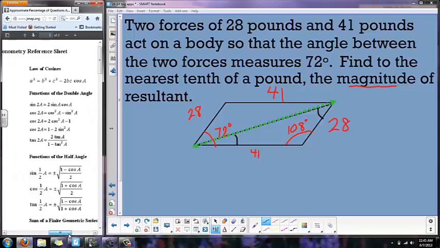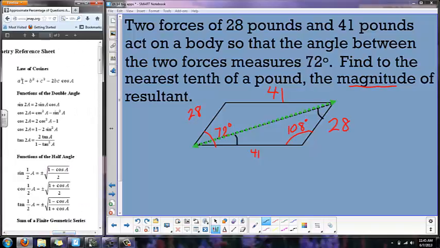So I'm going to come over here, take a look at my law of cosines. Law of cosines, you have to have side, angle, side, or side, side, side. And we do have side, angle, side. So we can use law of cosines.